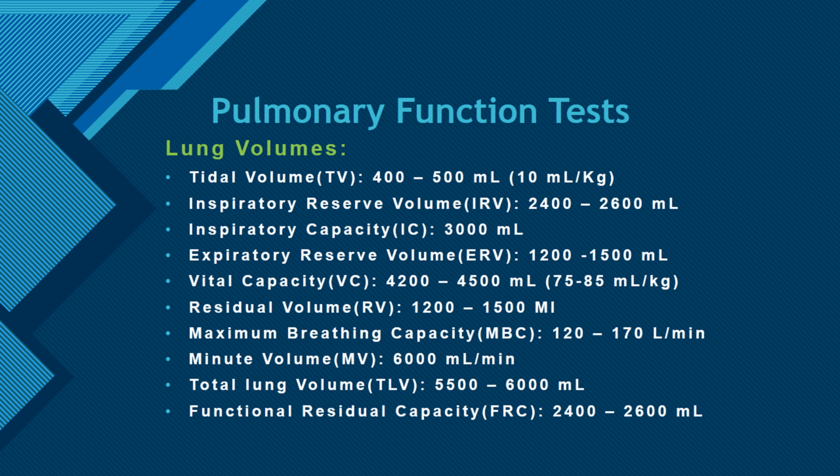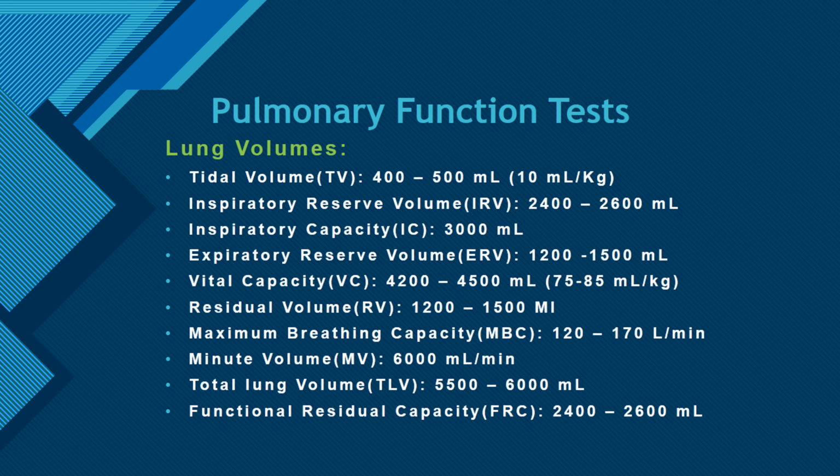Total lung volume is equal to IRV plus TV plus ERV plus RV. That is inspiratory reserve volume plus tidal volume plus expiratory reserve volume plus residual volume. It is 5500 to 6000 ml.